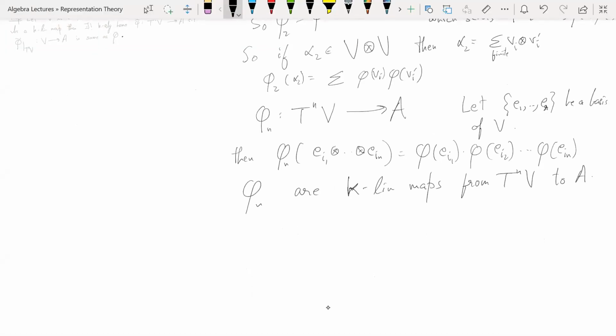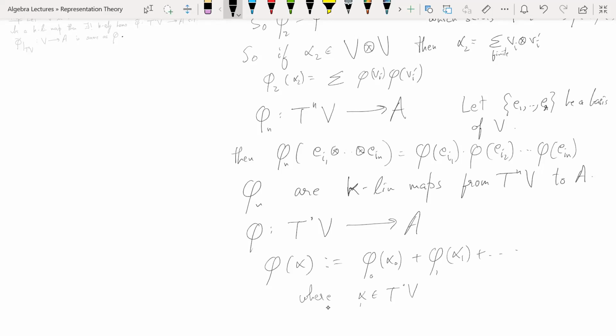Yes. So now you can define phi from T dot V to A to be: phi of alpha is phi 0 of alpha 0 plus phi 1 of alpha 1 and so on, where alpha in T dot V is uniquely written as alpha 0 plus alpha 1 and so on, where alpha i belongs to Ti V. Okay, so this is the definition of phi.